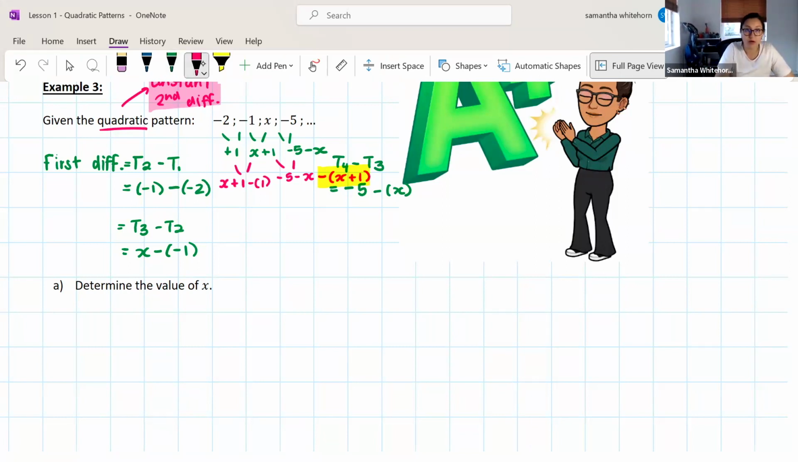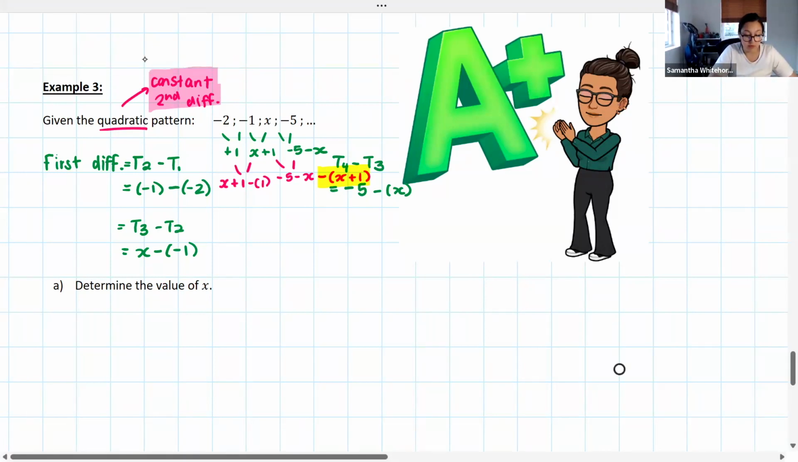Now that we have our information about our sequence, we can start looking at the questions. Before I do that, is everyone fine with what I've done there with the first and second differences? It's a lot of algebra work, so I just want to make sure we're all good. And again, just give me a thumbs up.